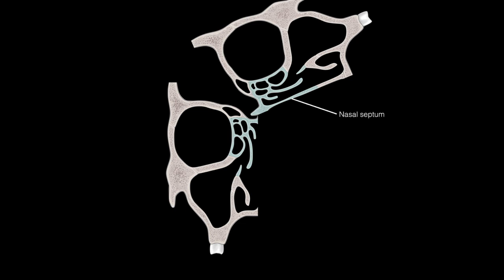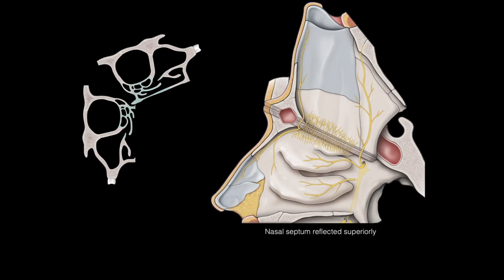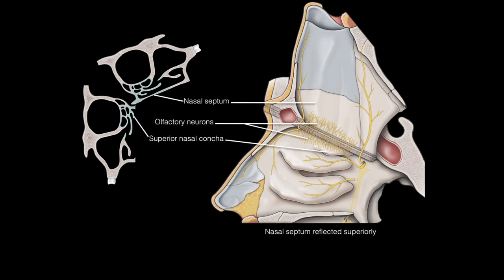And here again, you can see the nasal septum and that superior nasal concha. Now I'm going to layer in a slightly different cartoon where we've reflected the nasal septum anteriorly. Here again, we can see that nasal septum, we can see the superior concha, and now we're adding in those olfactory neurons which detect and transmit signals that convey odor to the rest of the brain. Okay, so keeping the locations of these structures in mind, let's look at this from a slightly different angle.